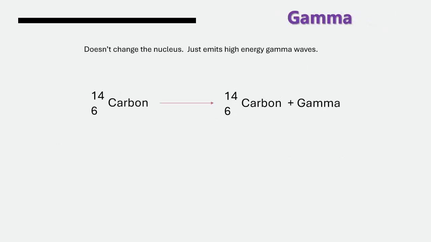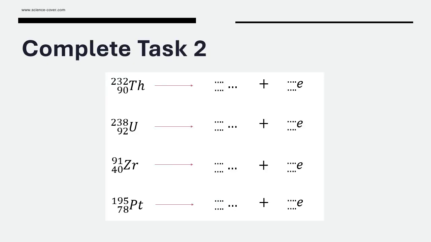Gamma radiation doesn't change the nucleus, it just emits high energy gamma waves. So I don't need to worry about any changes to the nucleus, as in this case, as you can see, we're starting with carbon-14 with 6 protons, we end with carbon-14 with 6 protons, and we just give off our gamma radiation. Now pause the video and complete task 2.